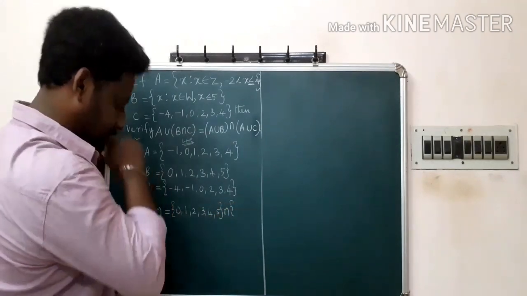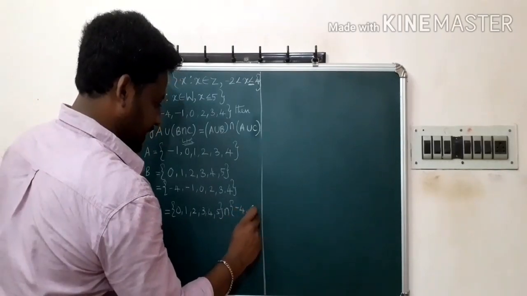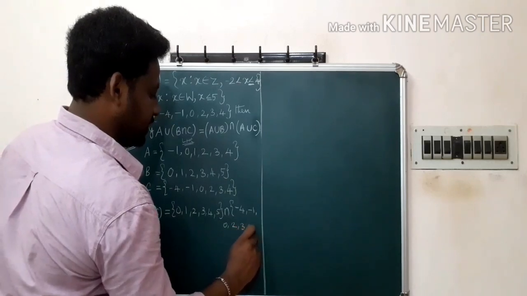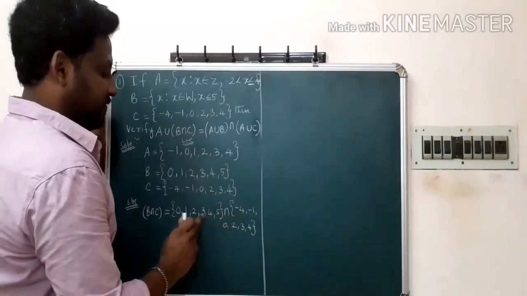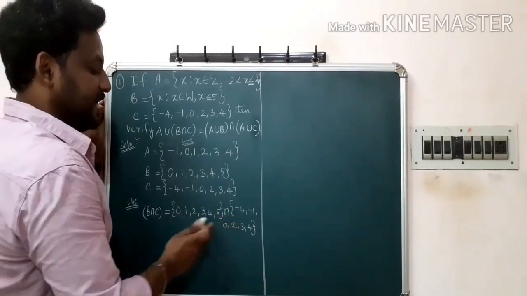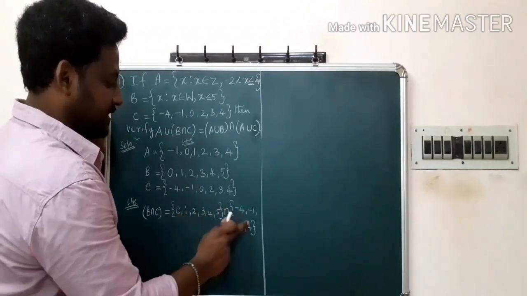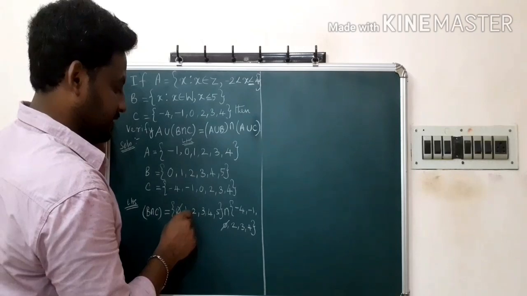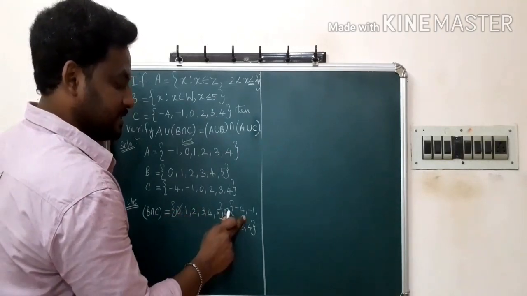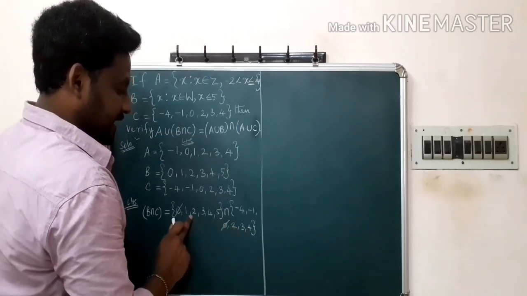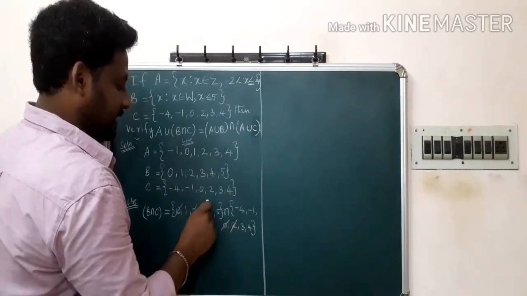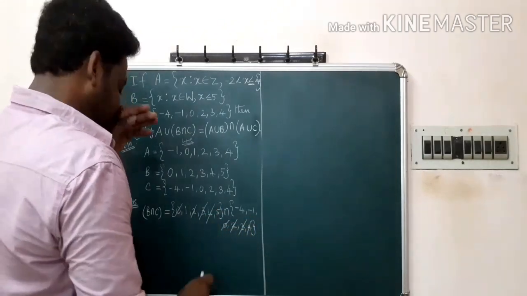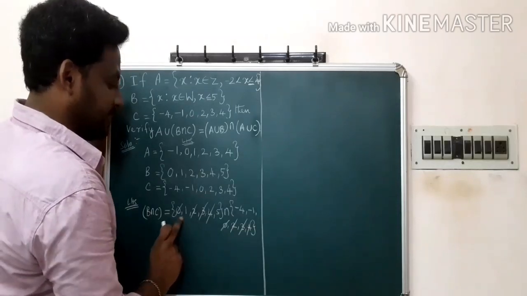Set C is minus 4, minus 1, 0, 2, 3 and 4. Intersection means taking all the common elements in the sets. What are all the common elements in A, B and C? Here 0 is there. 1 is in set B, but 1 is not in set C. Next, 2 is a common element, 3 is a common element, and 4 is a common element. The rest of them are not in B and C. So we have to write the common elements only.